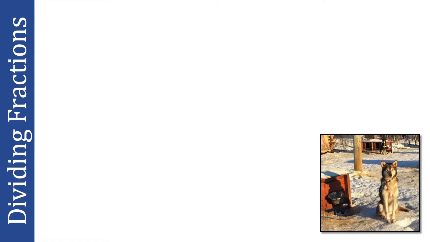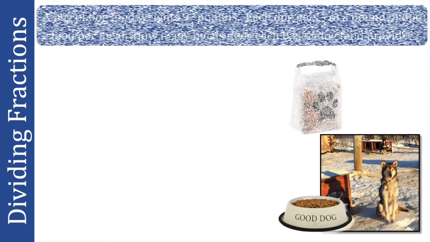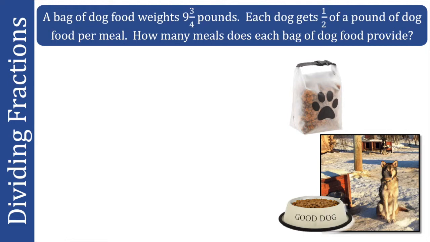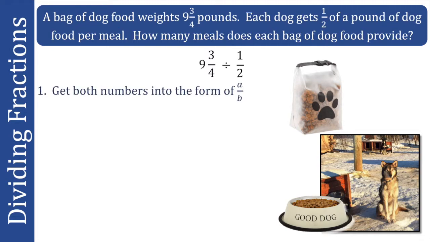One thing we learned was that these dogs eat a lot. Now we've got these bags of dog food that are 9 3/4 pounds each. Now each dog gets a 1/2 pound of dog food per meal. So the question is, how many meals does each bag of dog food provide? So we need to take the whole bag of dog food, 9 3/4 pounds, and divide it by the portion size, 1/2 pound. First step is to get both numbers into the form of a over b. So we need to turn 9 3/4 into an improper fraction. We get 39/4, and the 1/2, that gets to stay the same.